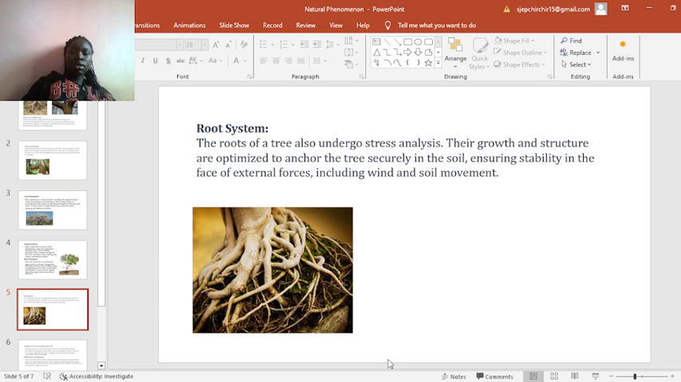As you can see, there's a picture of a dense root system. The root systems undergo stress analysis. Their growth and structures are made such that they can optimize the tree's anchorage securely in the soil. A good root system ensures stability in case of any external forces such as wind and soil movement. Soil movement may include effects such as earthquakes.